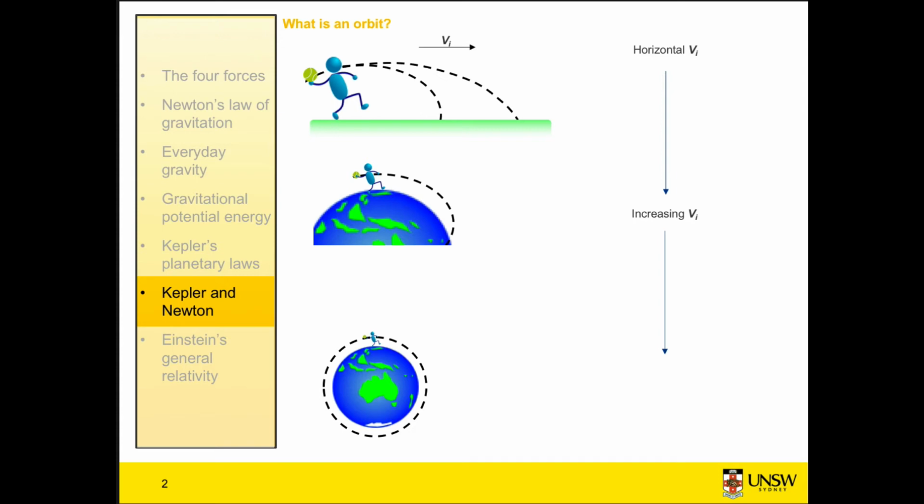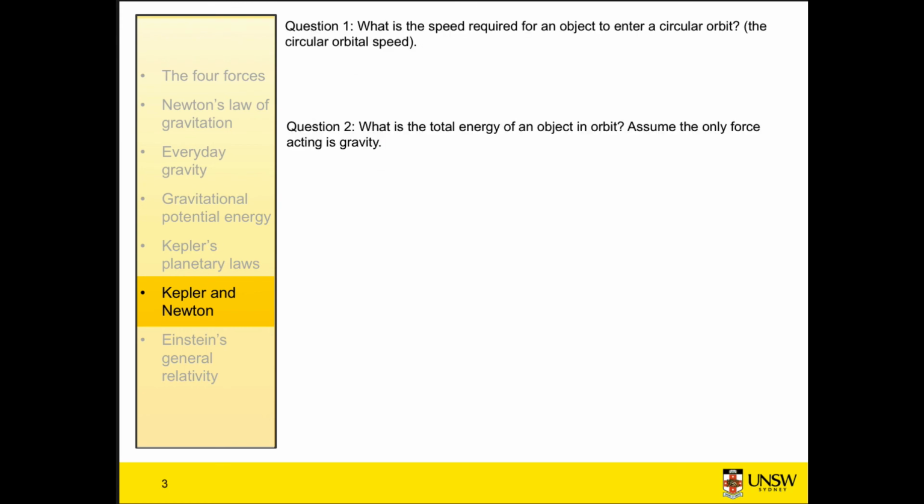Or in other words, in this case, the velocity that we've given the ball means that the centripetal force on the ball is equal to the force due to gravity. So this velocity that we give the ball is called the circular orbital velocity or the circular orbital speed. So then the next obvious question is, at what speed will the object go into orbit? So I'll leave that one for you, followed by a supplementary question: what is the total energy of an object in orbit if we assume the only force acting on that object is gravity?